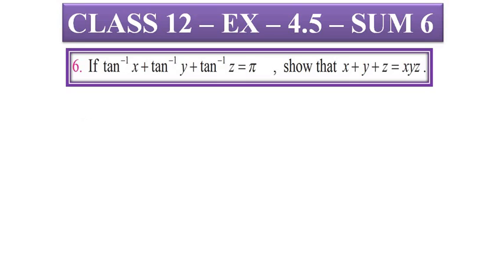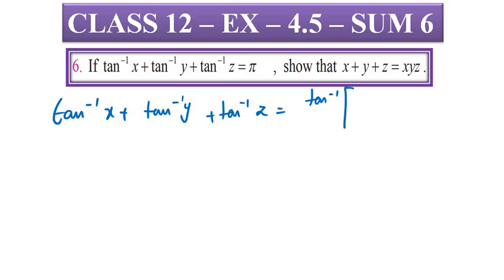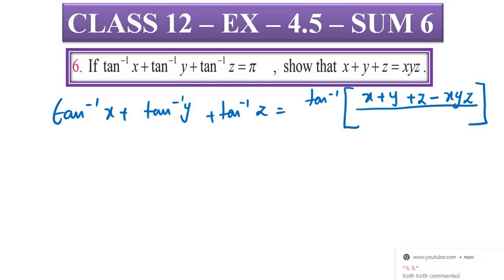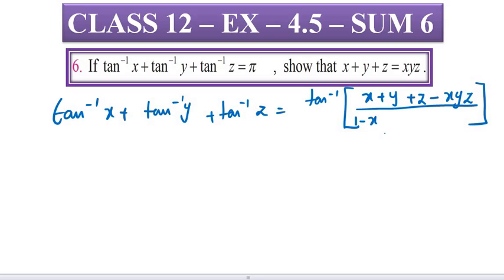That is, tan inverse of x plus tan inverse of y plus tan inverse of z is equal to tan inverse of (x plus y plus z minus xyz) divided by (1 minus xy minus xz minus yz). This is the previous sum, that is the fifth sum. We will prove it.